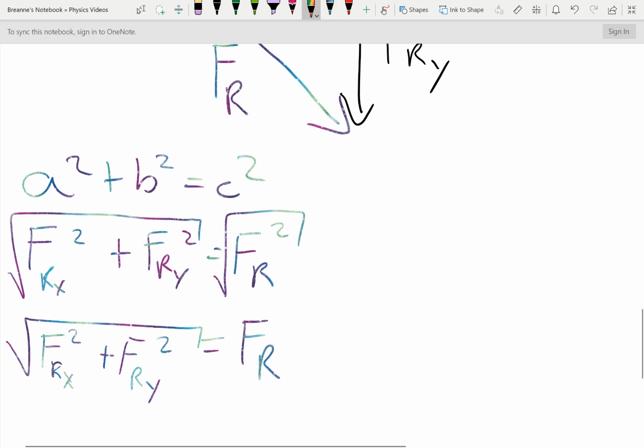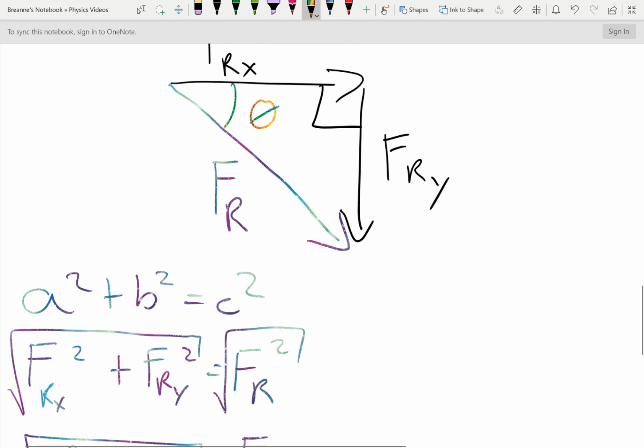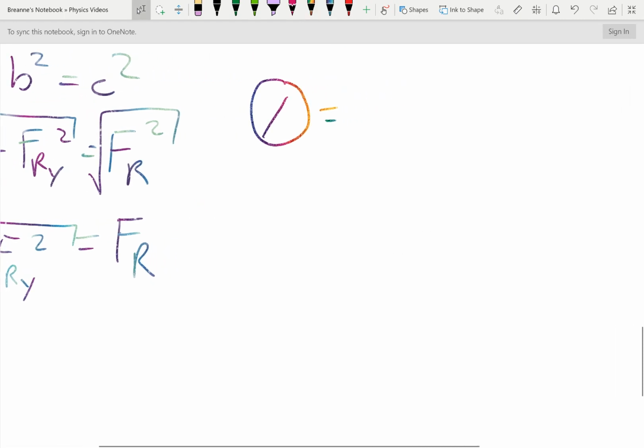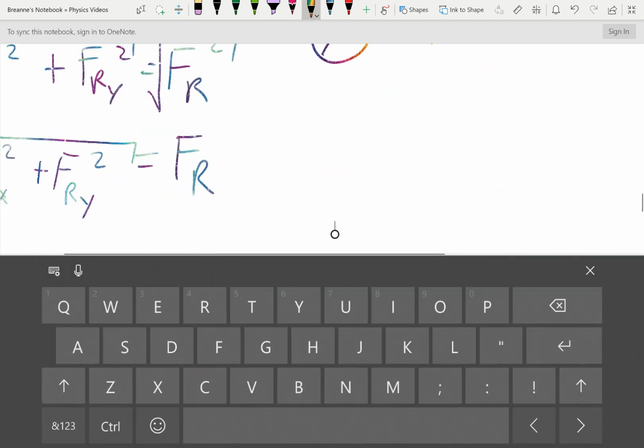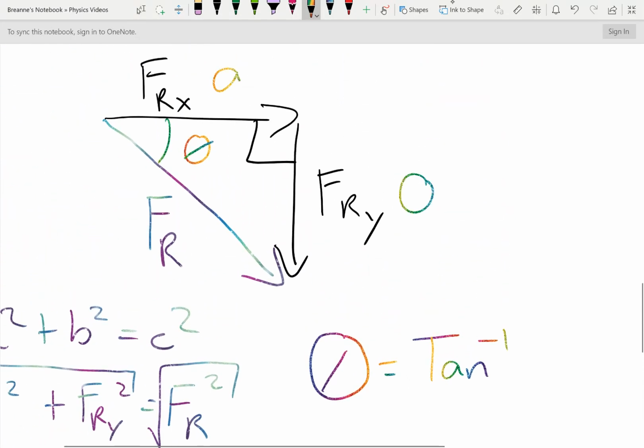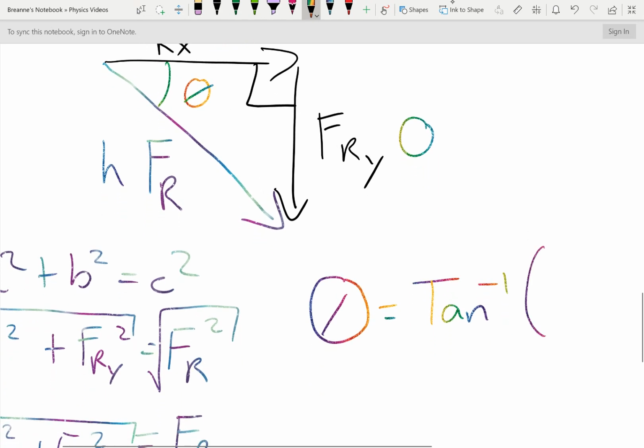Now, if you're looking for your angle, you would end up doing your inverse. In this case, you would do your inverse tan. For your inverse tan, this would be your opposite, this would be your adjacent, and this would be your hypotenuse.